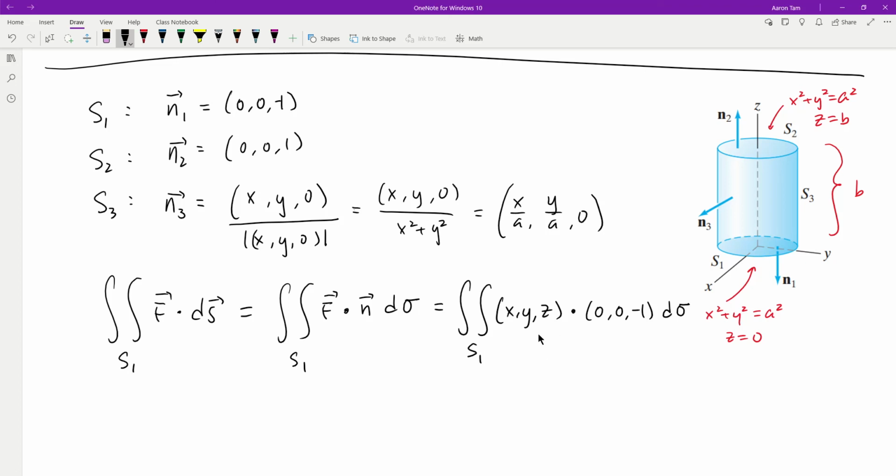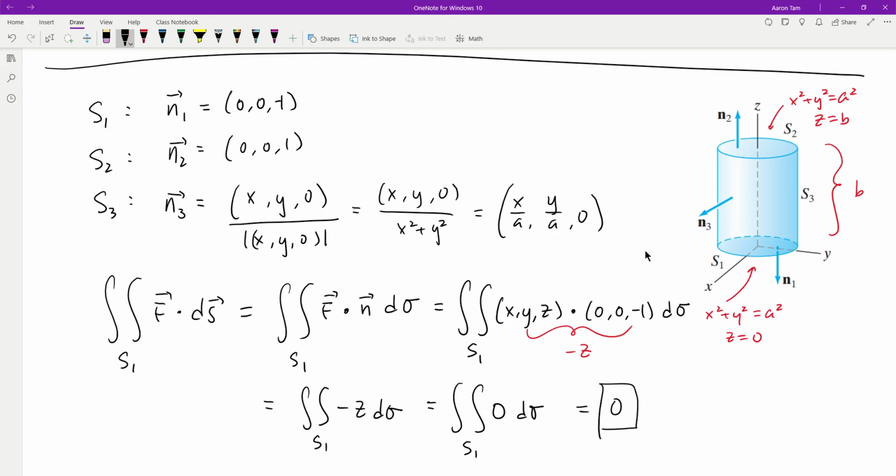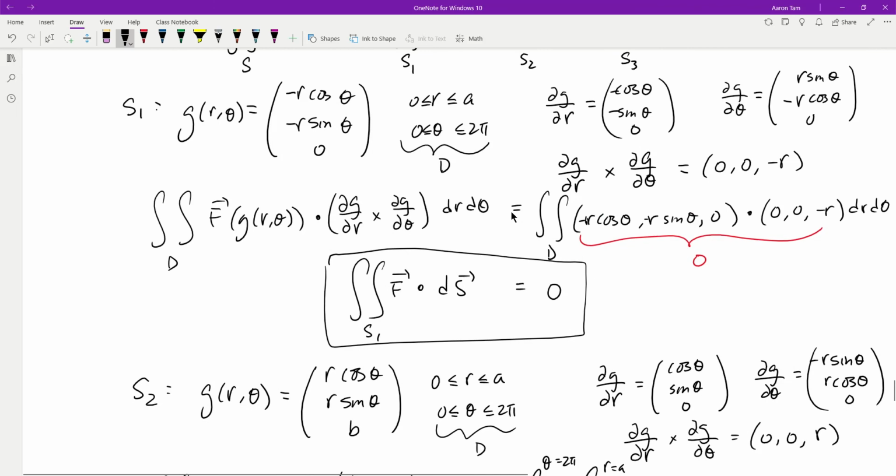So if I go through this dot product, it actually comes out to be just negative z. Therefore, this integral is just the integral over S1 of negative z d sigma. But for S1, z is 0. So that comes out to be just the integral over S1 of 0 d sigma, and of course, that comes out to be 0. And notice that is the exact result that we got from here.